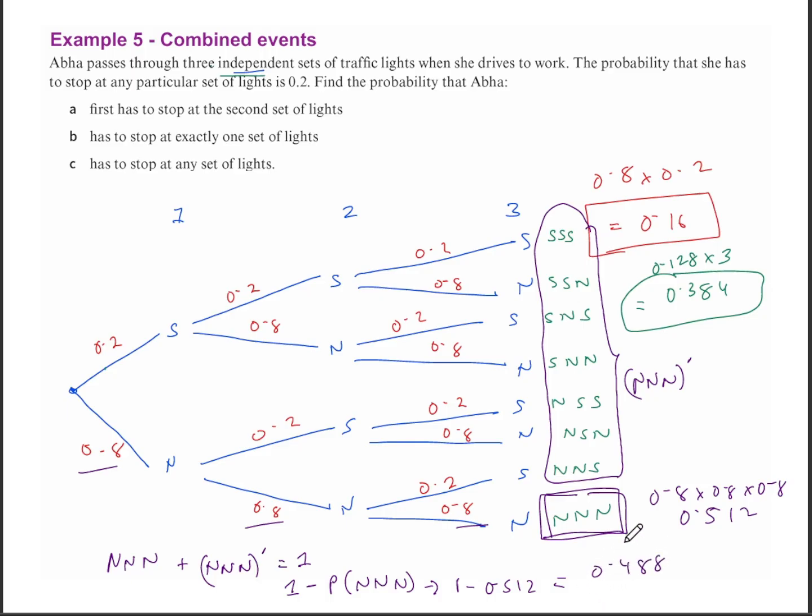0.488. That's going to be the probability that they stop at least one of the lights, or the probability that they don't always not stop. Basically the complement of always not stopping.